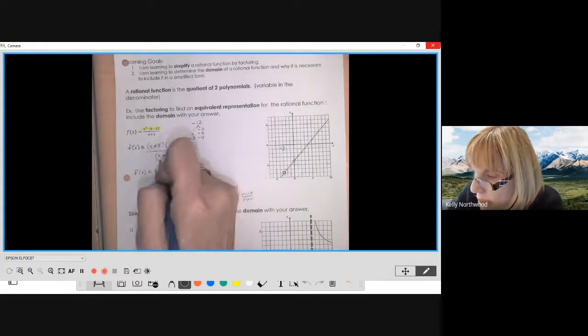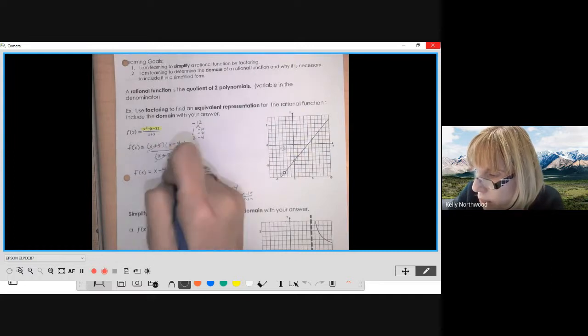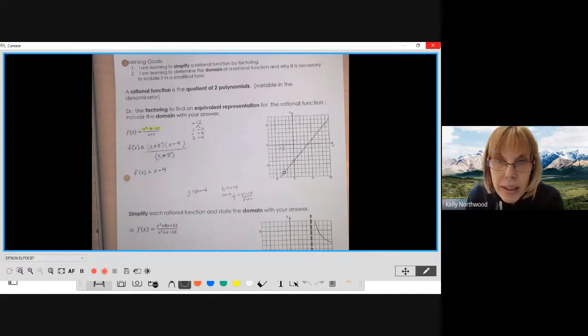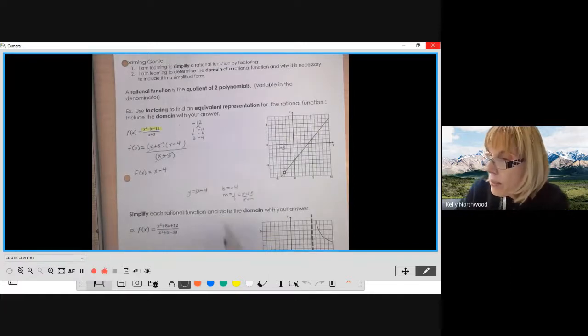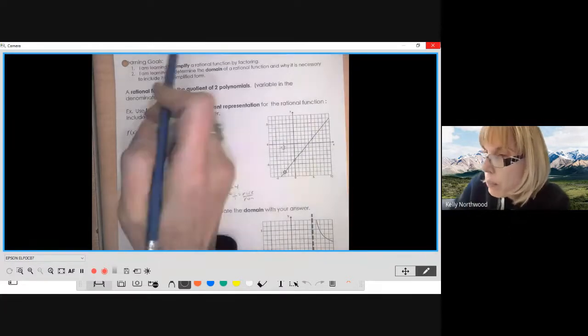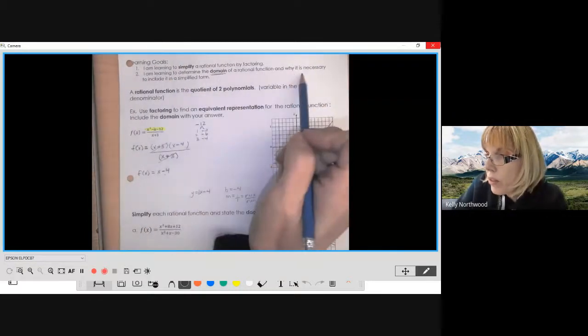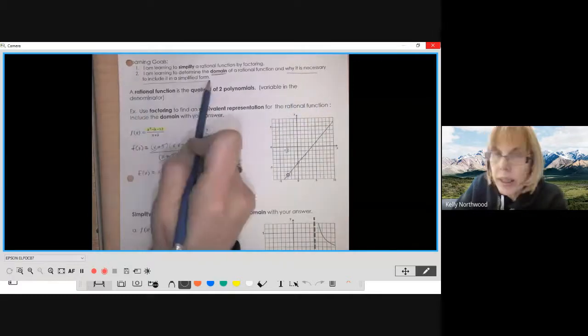If x was equal to negative 3 in the original equation, the denominator would be negative 3 plus 3, which is 0. Is it possible to divide by 0, everybody? No, it is not. Try it on your calculator. Try any number divided by 0 and you get error, because it's unknowable how many times 0 goes into something. So we say division by 0 is not defined. So what we did here was we simplified, but our other learning goal was learning to determine the domain of a rational function and why it's necessary to include it.